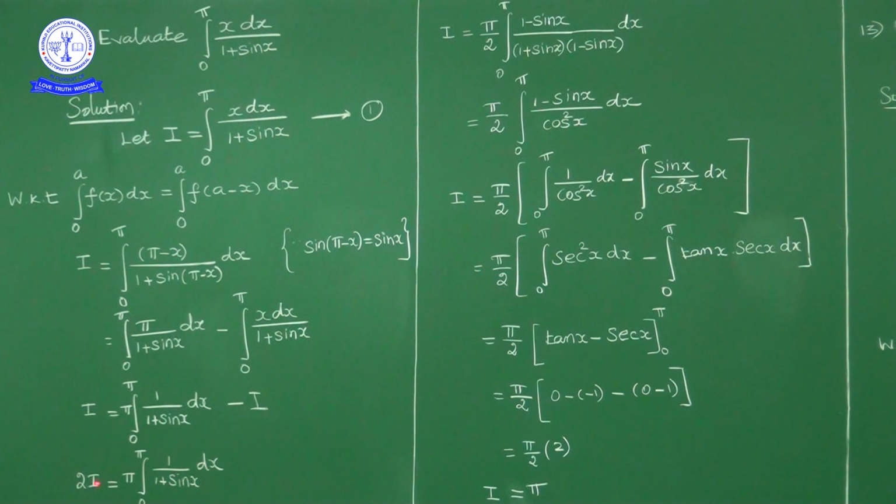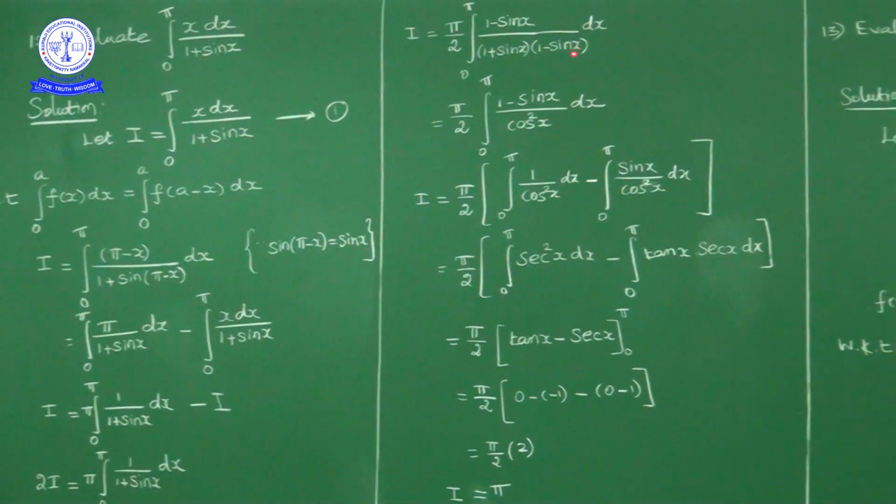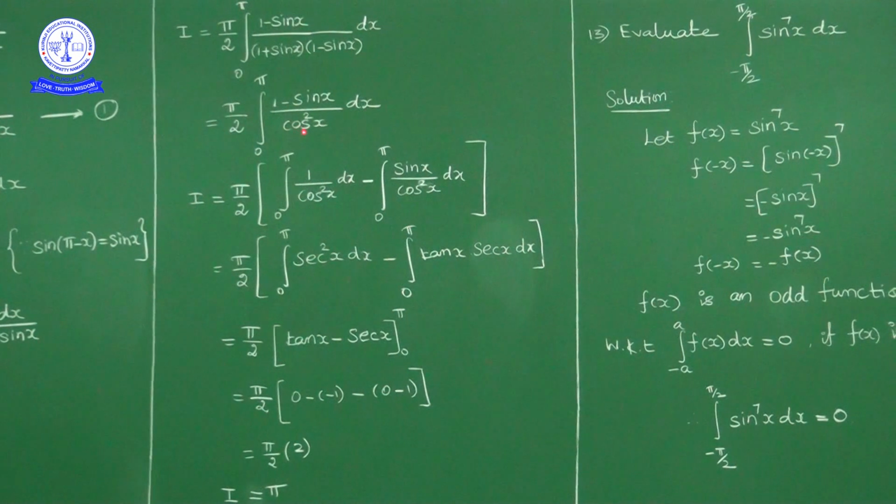Okay. Cross multiply to this side. So what we have, I is equal to pi by 2 into integral 0 to pi 1 upon 1 plus sin x dx. Here I will multiply and divide by 1 minus sin x. What is the advantage? Denominator 1 plus sin x into 1 minus sin x, 1 minus sin square x, nothing but cos square x. Denominator cos square x.